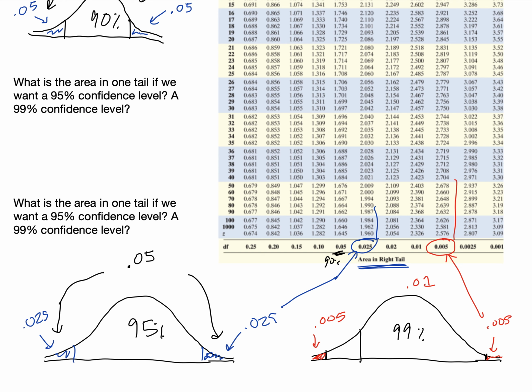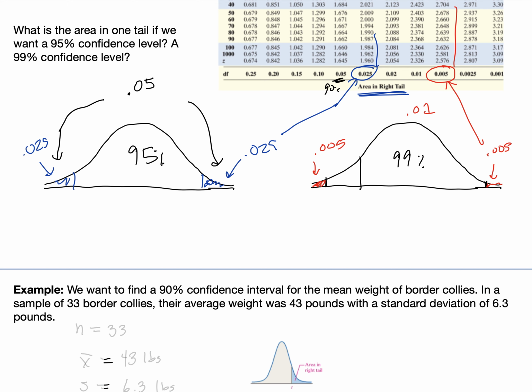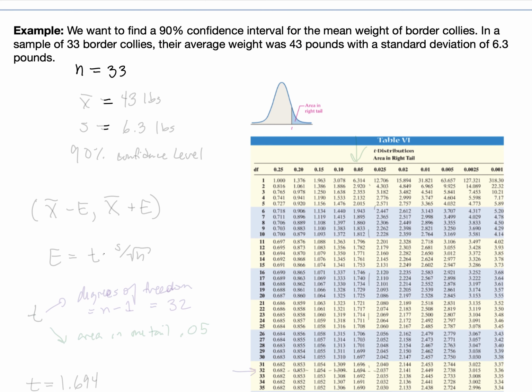Let's do an example. Say we want to find a 90% confidence interval for the mean weight of border collies. In a sample of 33 border collies, their average weight was 43 pounds and their standard deviation was 6.3 pounds. Okay, so what do we have? We have a sample size n of 33. We have a sample mean of 43 pounds. We have a standard deviation from this sample of 6.3 pounds. And we have a 90% confidence level.